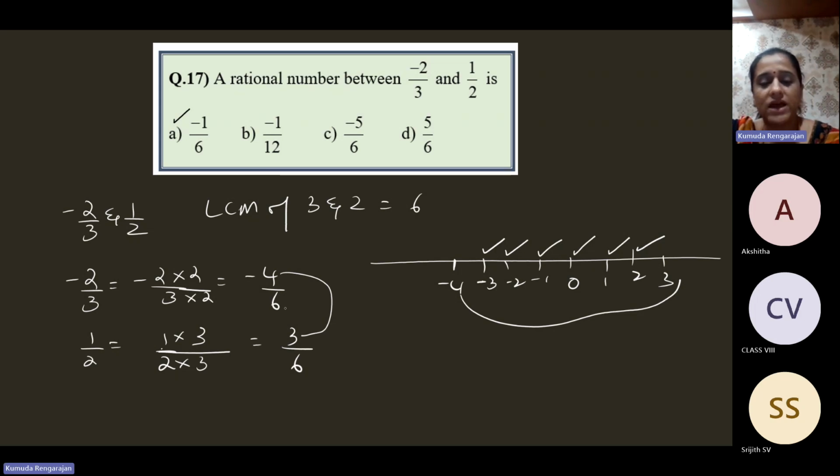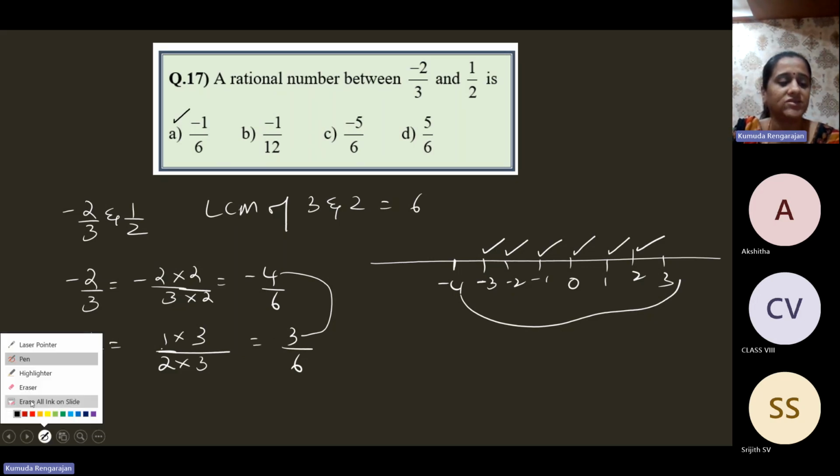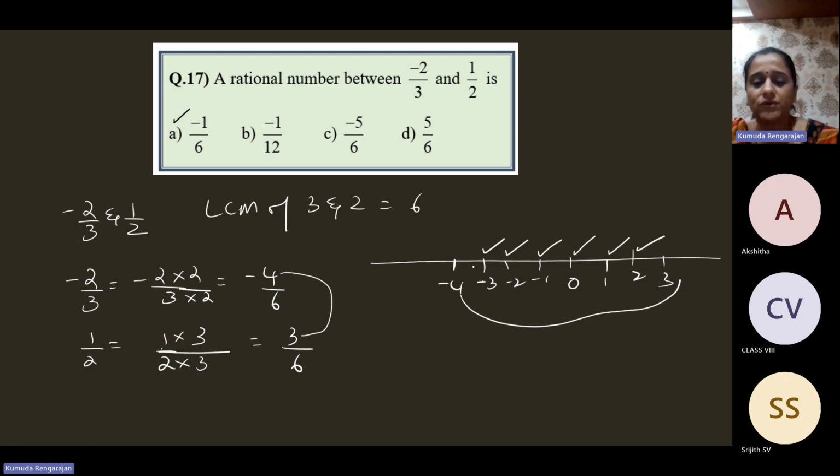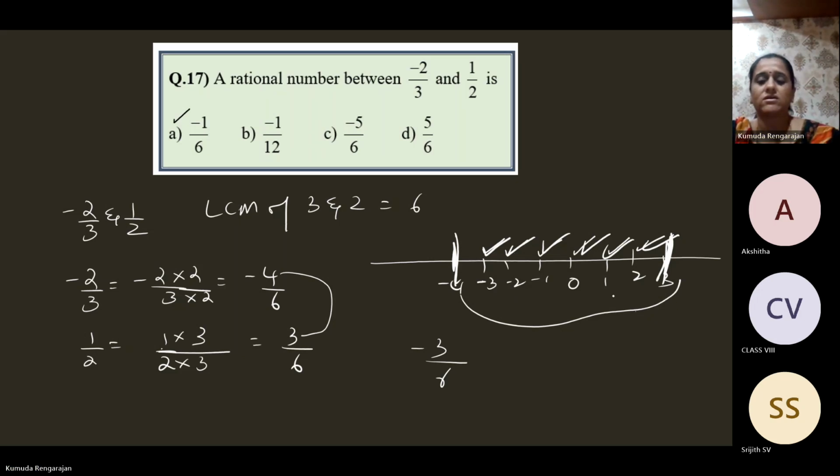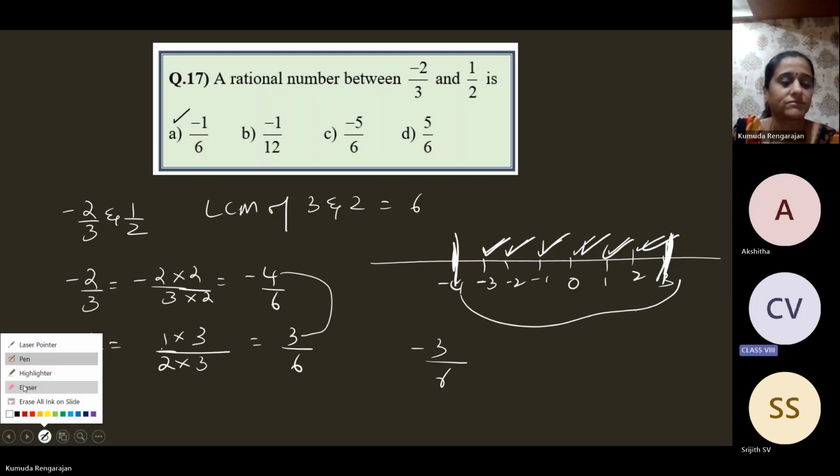See, bring the fractions to the same denominator. After that, look at the numerators. Between minus 4 and 3, see the integers. Between minus 4 and 3, you have minus 3, minus 2, minus 1, 0, 1, 2. So minus 3 by 6, minus 2 by 6, minus 1 by 6, 0 by 6, 1 by 6, 2 by 6. So from these numbers, in the options you have minus 1 by 6. So that's the correct option. Yes, ma'am.